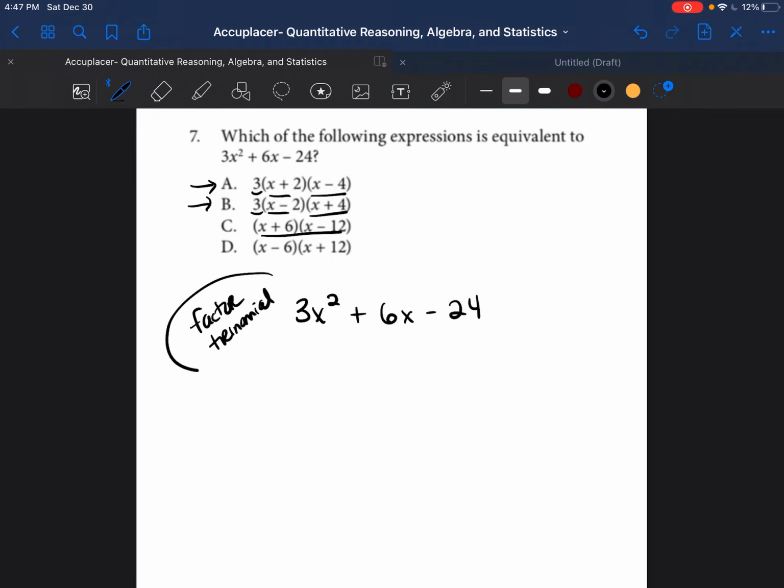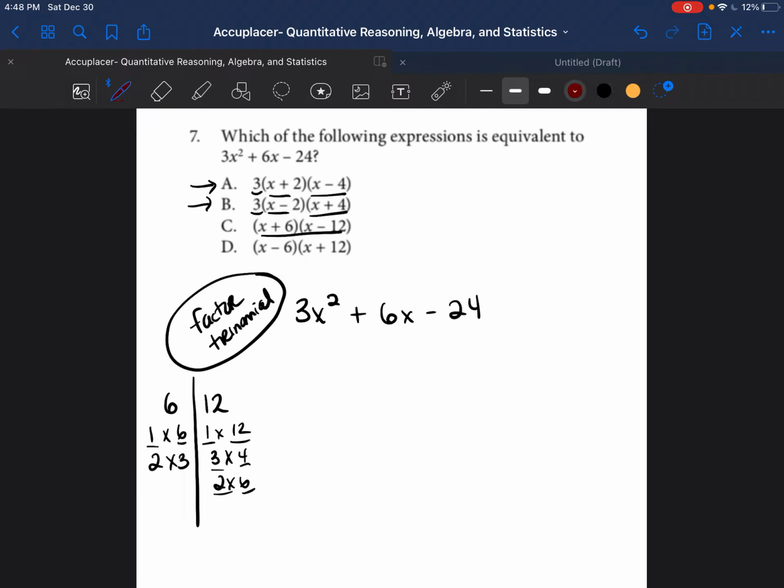So this is what we're doing. We're factoring a trinomial. What does that mean? Well, in the same way that we would factor the number 6 and 12, which means what numbers can you multiply to get 6 and 12? You could do 1 times 6, 2 times 3, 1 times 12, 3 times 4, 2 times 6. These are all factors of 6 and 12. So if you look at the numbers 6 and 12, which factors are common to both?